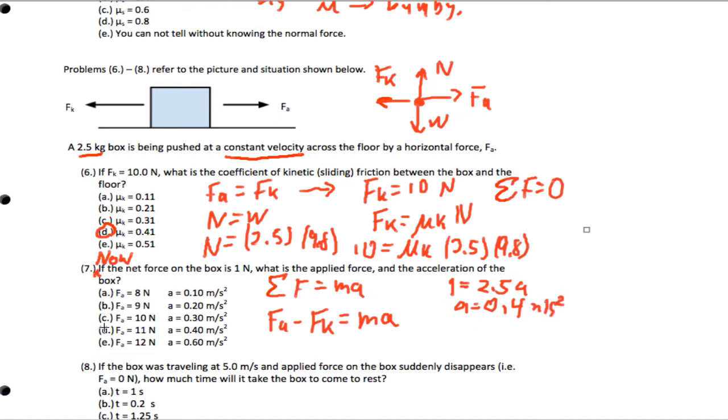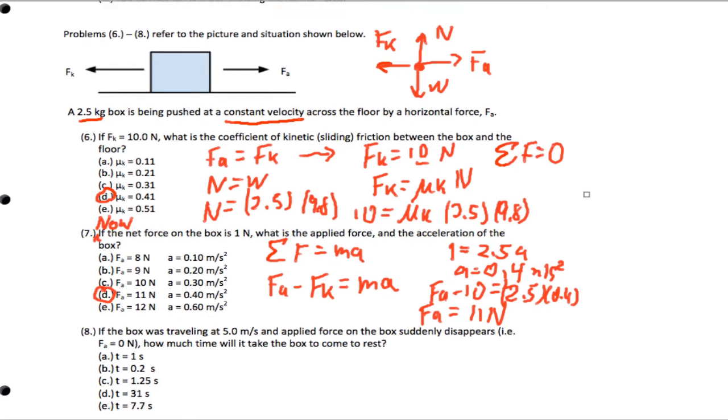So we know that that's the only choice, but we can kind of check to get the applied force. The applied force, that's Fa minus the kinetic friction, which we got previously is 10, equals 2.5 times the 0.4, which is 1, which is what we expect. So the applied force is going to be 11 newtons. So we're definitely right on that part.